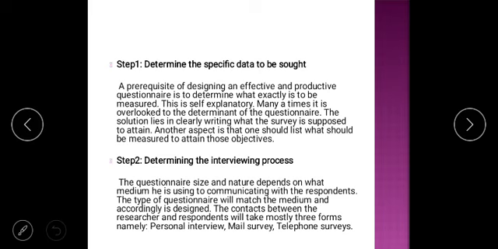Next is determining the interviewing process. After framing the questions, the researcher is now ready to collect the information. Now he has to think in which way he has to take the information, how to reach the respondents. It may be through mail surveys, personal interviews, or telephone surveys. It is a decision taken by the researcher, and he can take it in his own way.